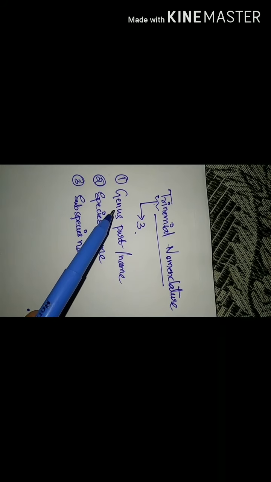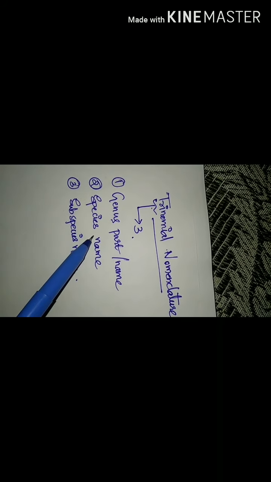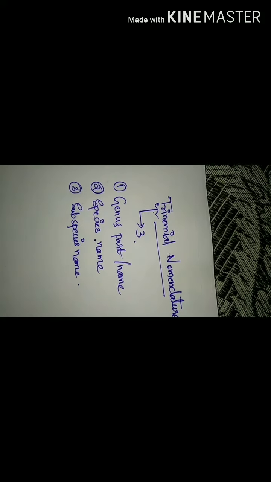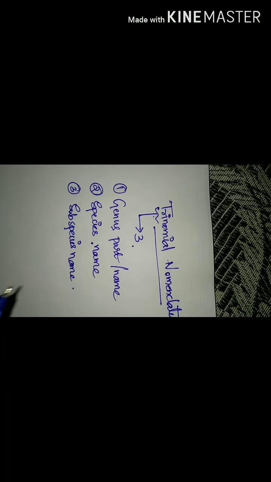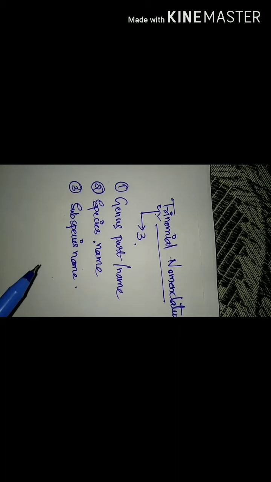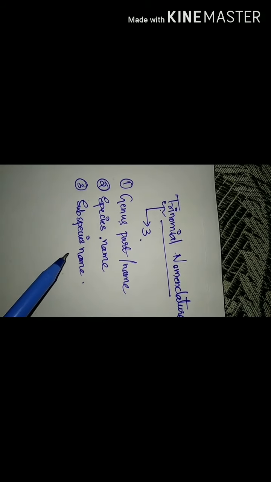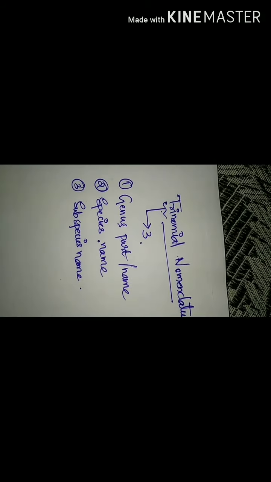The first part will again be the genus part. The second part will be the species part, same as before. And the third part that is coming extra is the subspecies part. The subspecies part comes here as an extra. So these names will have three parts. For example, we can take Gallus gallus domesticus.